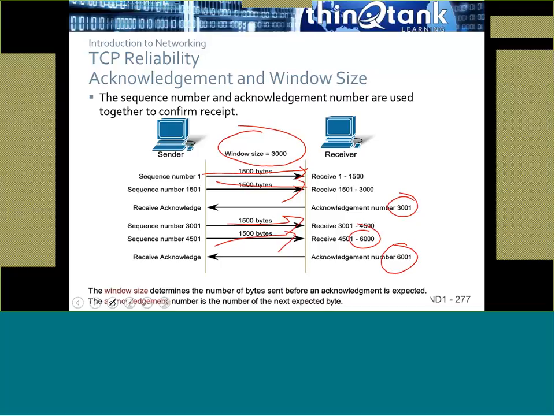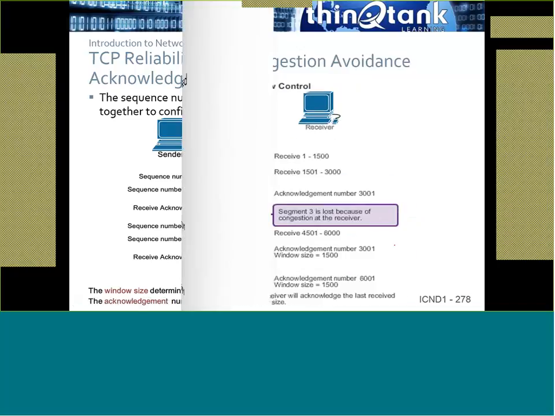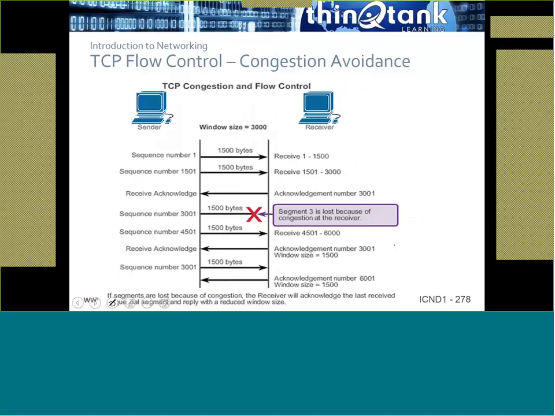Now, in TCP, we use something called the sliding window. What does that mean? What do you think it means to say a sliding window? It means that the window size adjusts. What do you think would cause the window size to go down if you lose a segment? What do you think causes the window size to go up?